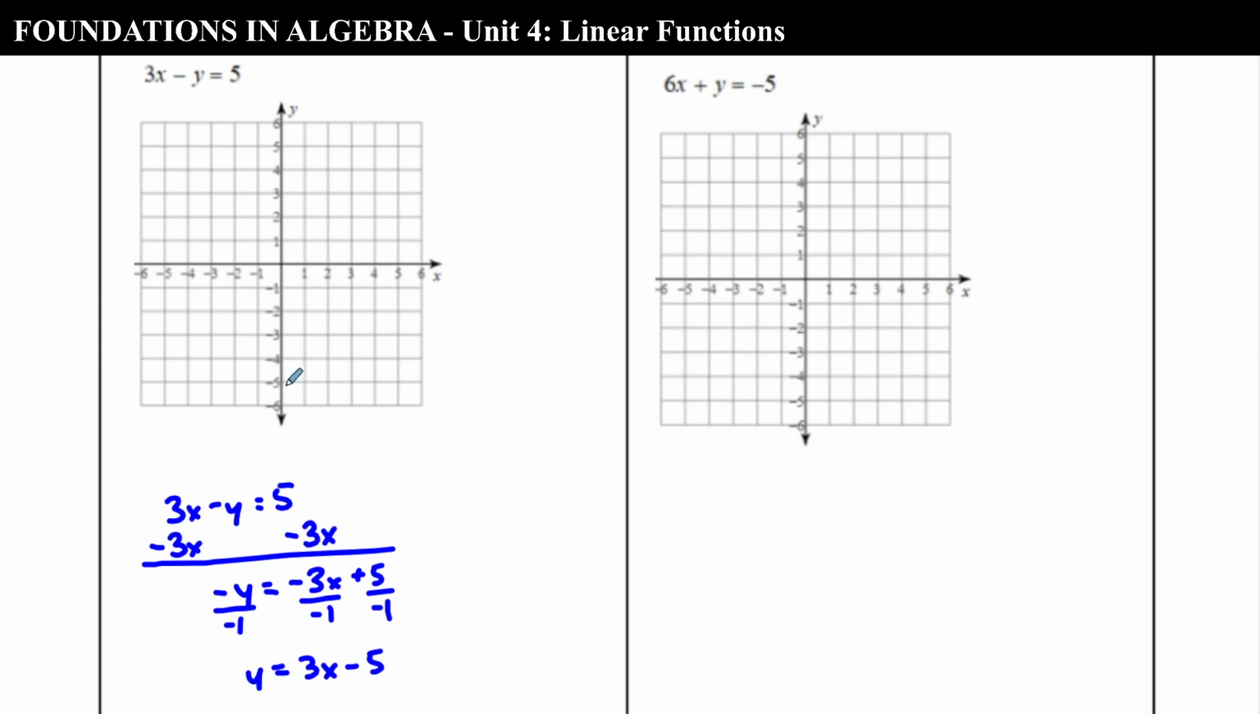So negative 5 is our y-intercept. 3 is our slope, so rise of 3. 1, 2, 3. Run of 1, rise of 3, run of 1, rise of 3, run of 1. And we can plot our graph through our points.